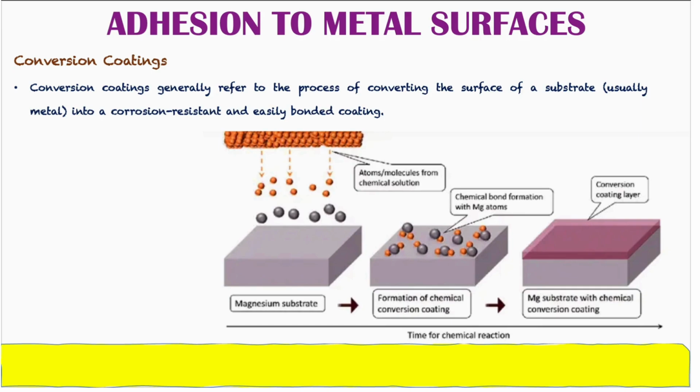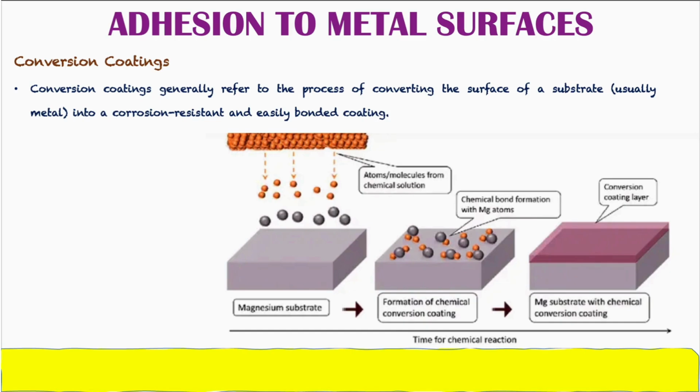Now there are different advantages and disadvantages of the conversion coatings. For example, they provide excellent corrosion resistance. They enhance the adhesion of the paint to the substrate. But on the other hand, they may require precise control of the application process, and sometimes they also involve hazardous chemicals, which are the demerits of conversion coatings.